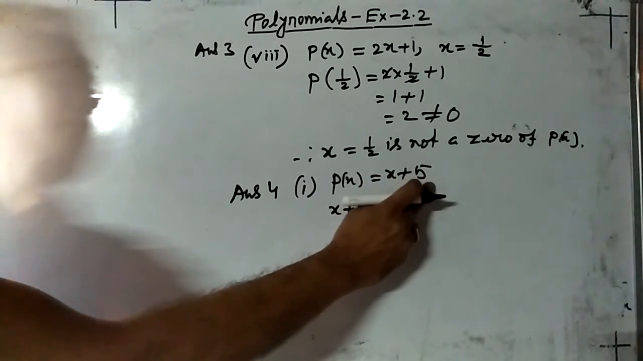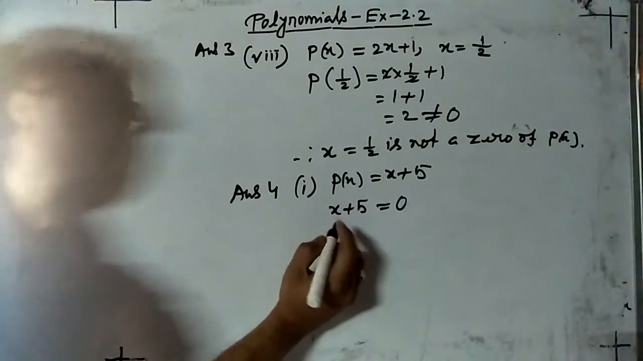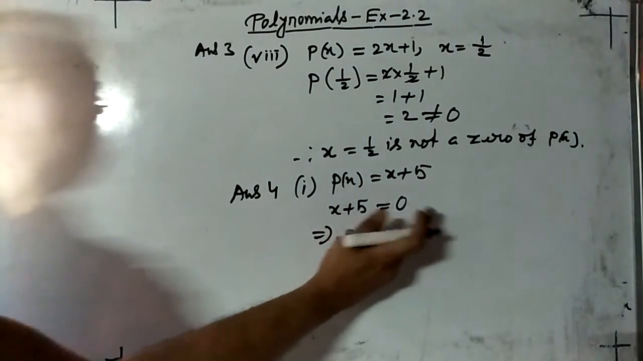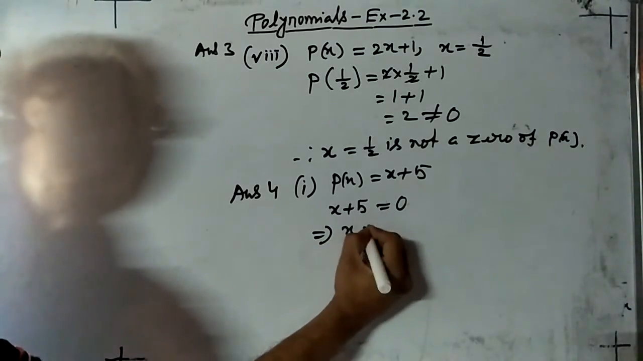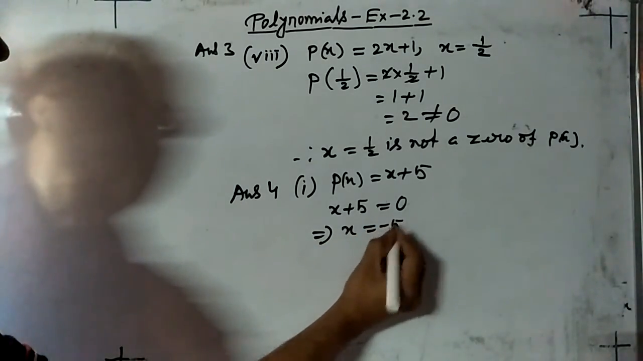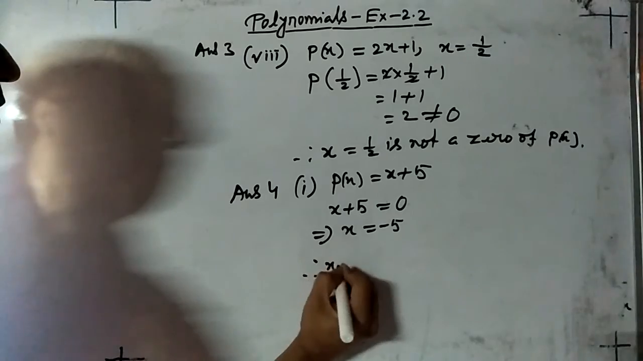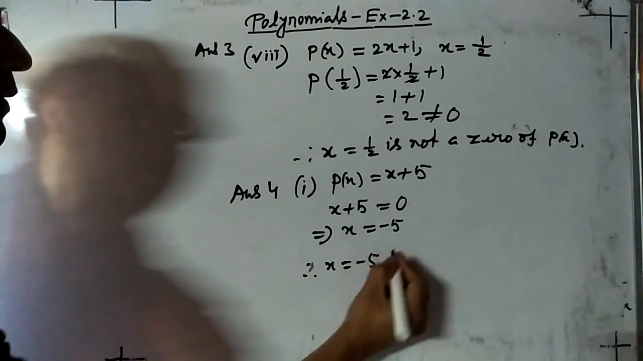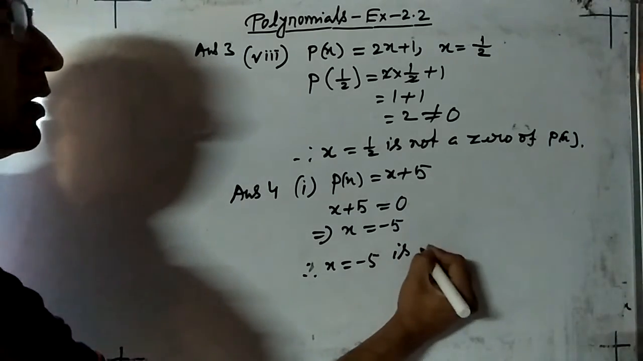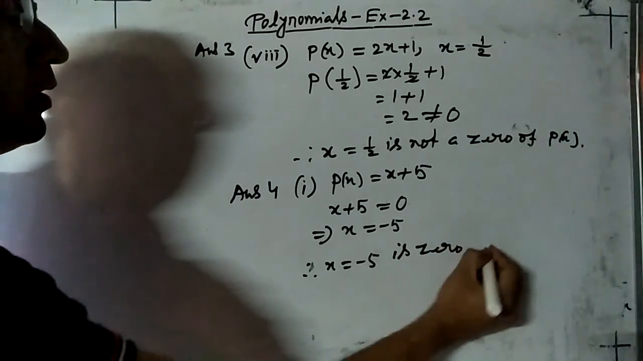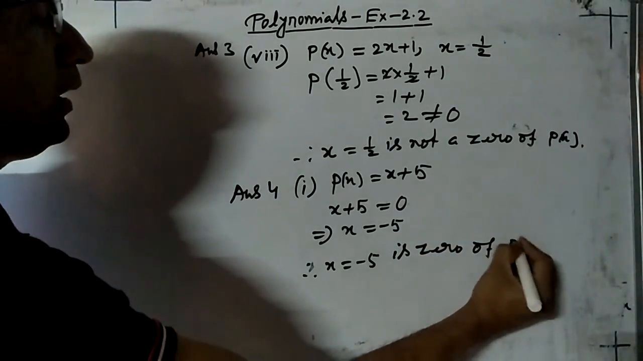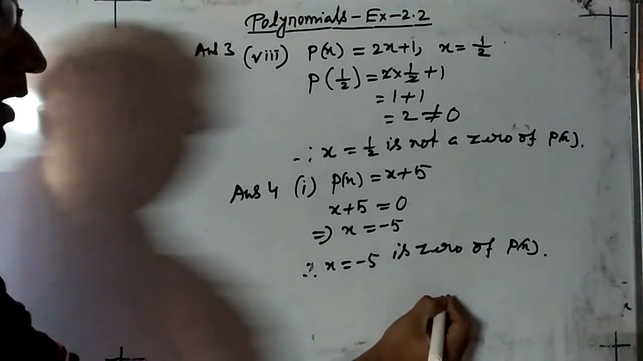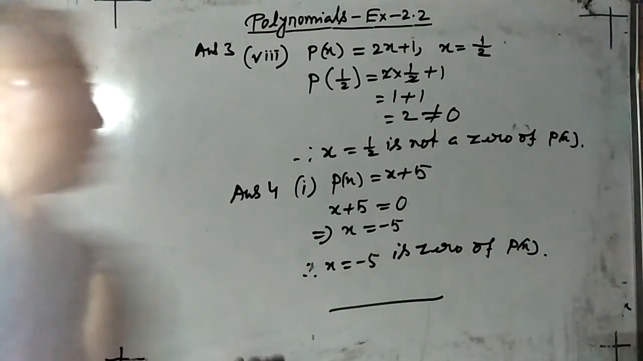So you write x plus 5 equals 0. Then bring this 5 to this side, and we will get minus 5. Therefore x equals minus 5 is the zero of p(x). This is our answer. Okay, thank you everyone.